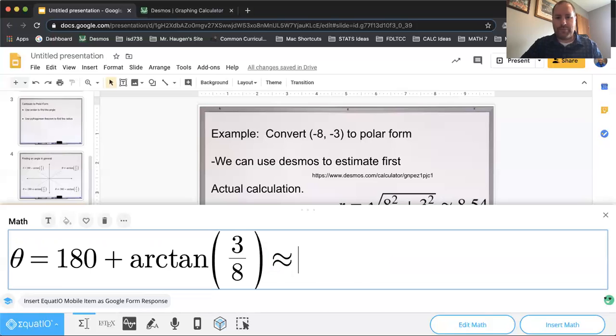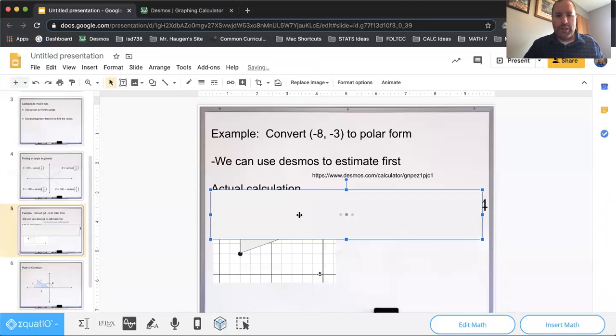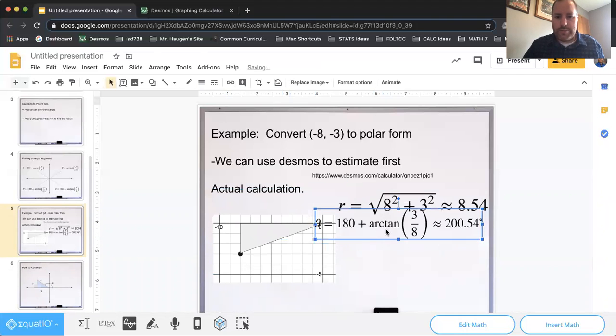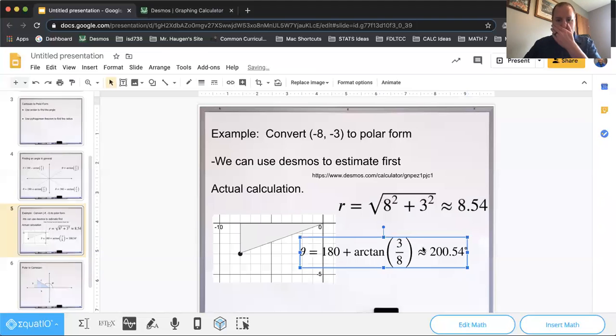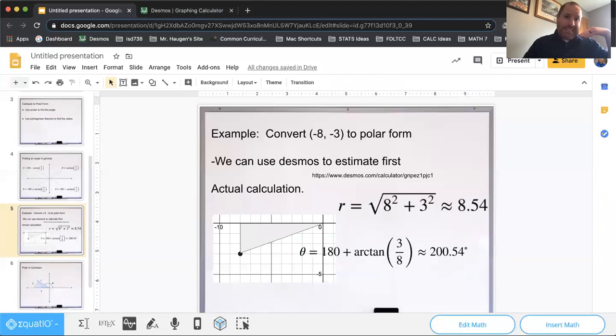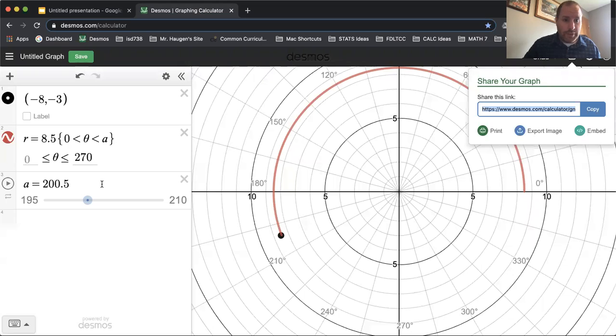And then again, I would use my calculator here. Let's do 180 plus the arctangent of 3 over 8. And oops, I better make sure I have degrees turned on. There we go, about 200.54 degrees. So there's our adjustment for finding the angle, right? We've used that little bit of adjustment, which is exactly what we were finding in here, about 200.5.